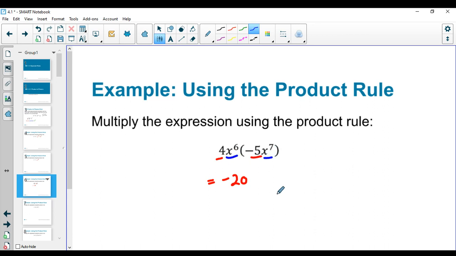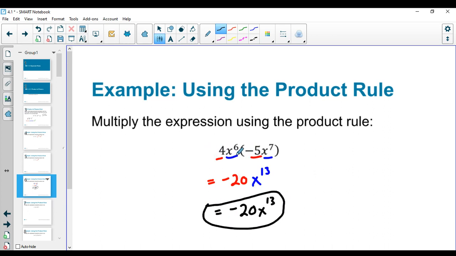X to the 6th times x to the 7th. Well, we just did that. That's x to the 13th. You add the exponents. So all together, we get -20x to the 13th. So I just do the numbers first, and then I match the bases. Since this is an x and this is an x, those are the ones I'm multiplying together. And when I'm multiplying, there's multiplication in between all of this. When I'm multiplying, I add the exponents. 6 plus 7 is 13.